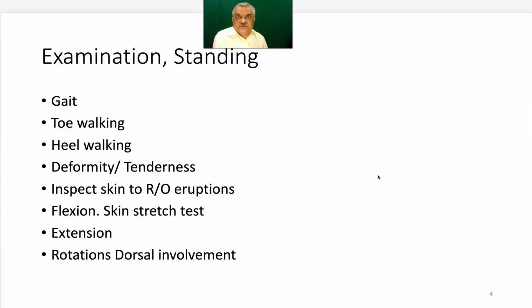Then we ask the patient to flex, extend, and rotate. In case of flexion, we need to see how the skin is stretching over the spinous processes, whether the flexion is limited, especially by looking at inability of the patient to touch his or her toes while bending in the front. In extension, we need to find out how much is the extension, not allowing the patient to extend in the neck, and asking the patient to extend in the back.